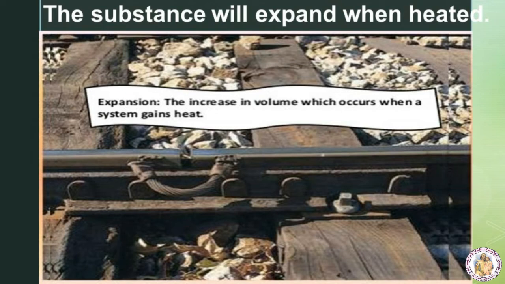So if the gap is not left in between them, the rails will bend more and cause derailing of the train. That is why there is a gap in between the rails. So in this what you understand, the substance will expand when heated.